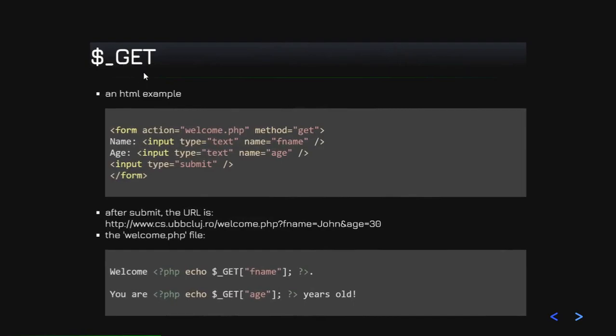Then another superglobal array variable is underscore get, which actually contains the parameters sent by the browser to the server through an HTTP GET request. I have here an example. Let me show you this in the browser.